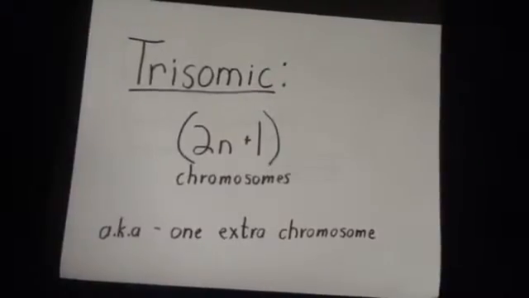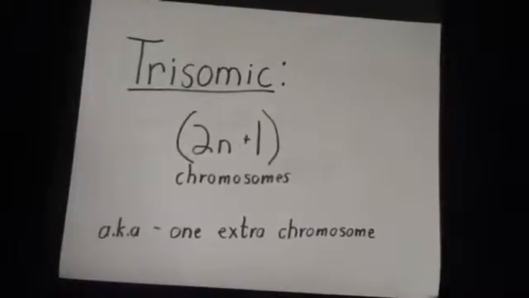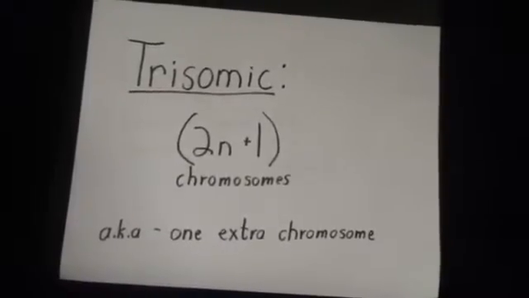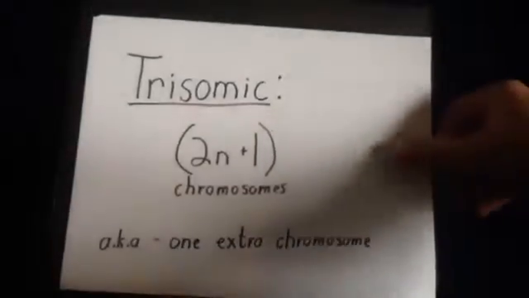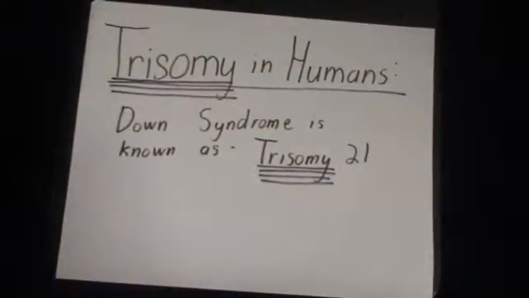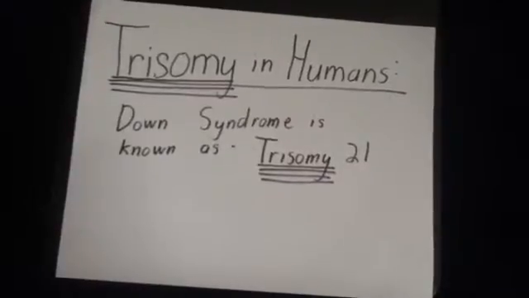Through mitosis, the anomaly would be transmitted to all embryonic cells. If the organism even survives, it would have a special set of traits caused by the extra or missing chromosomes. This is how we see trisomy in humans. Down syndrome is one example, and it is called trisomy 21.